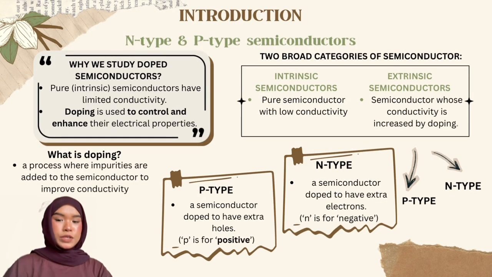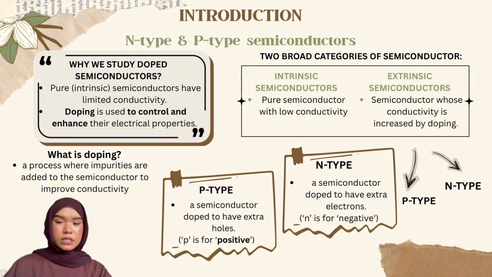Now, let's move on into the core of our topic, which is N-type and P-type semiconductors. Before we look at the differences, we first need to understand why we study doped semiconductors in the first place. While pure or intrinsic semiconductors like silicon are fascinating, they actually have very limited conductivity on their own. To make them useful for modern electronics, we use a process called doping. This allows us to precisely control and enhance their electrical properties.